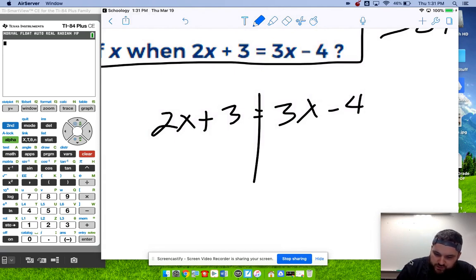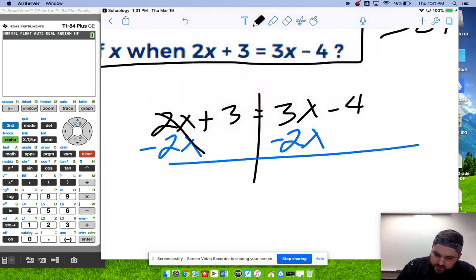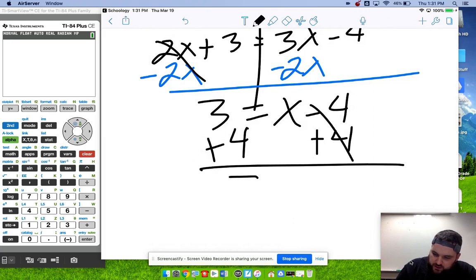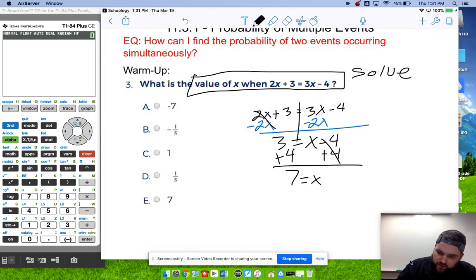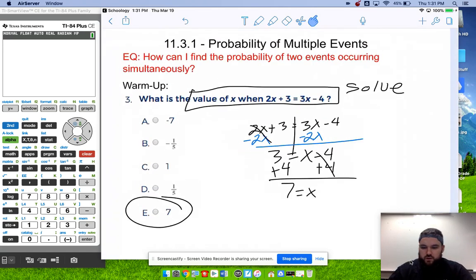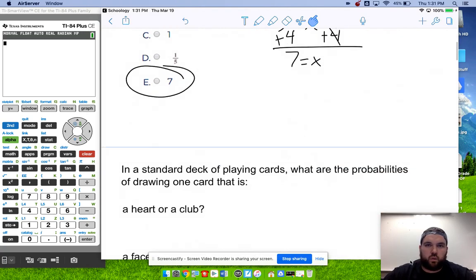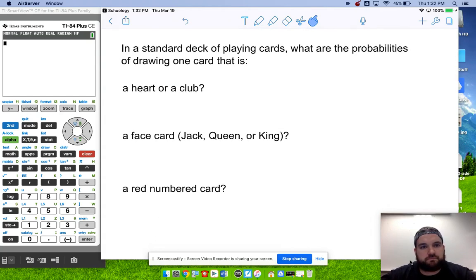But here I have x on both sides, so I'm going to subtract 2x from both sides. That then gives me, that's gone, I have 3 equals x minus 4. To get rid of a minus 4, or the inverse operation, I'm going to add 4 to both sides. I get 7 equals x. So then I look, and sure enough, 7 is one of my options. So easy enough. But again, even that is an example of the wording that ACT questions and the standardized multiple choice questions will take on.